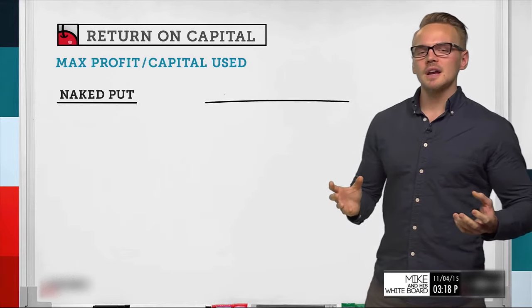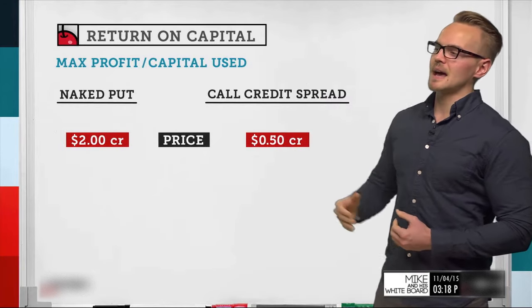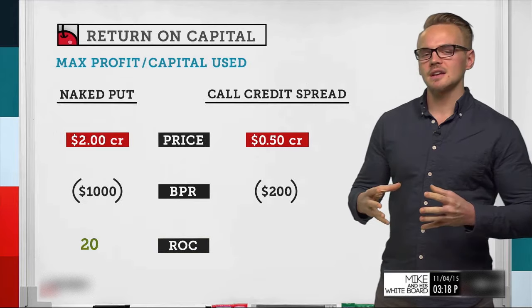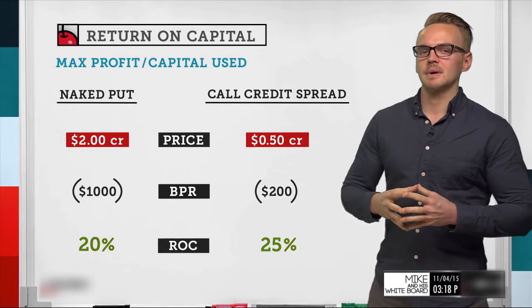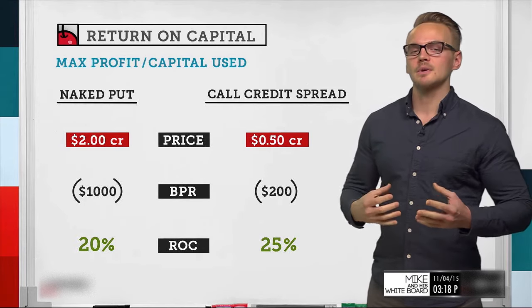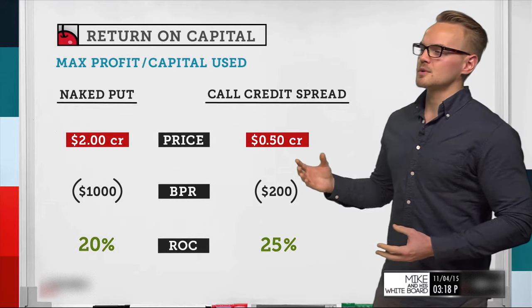So when we're talking about return on capital, essentially what we're looking at, as you can see here, is max profit over capital used. So we're basically taking a look at the maximum amount of money we can possibly make on the trade, and we're dividing that value by the buying power reduction or capital used to place that trade. So let's walk through a few examples here.